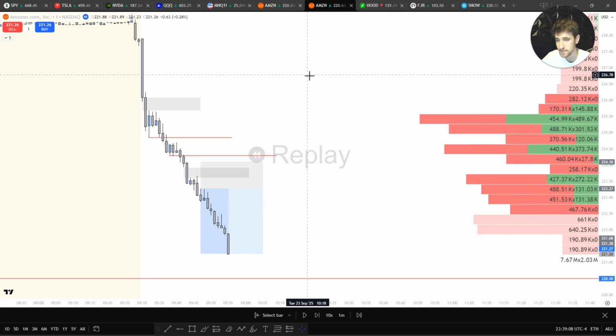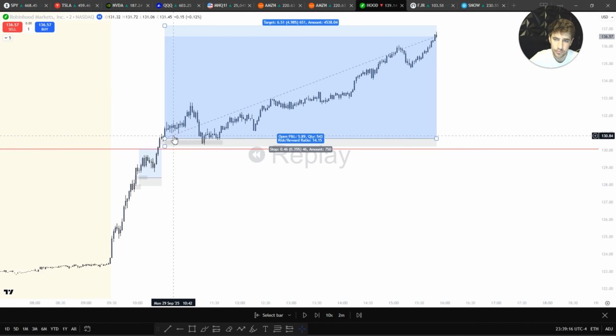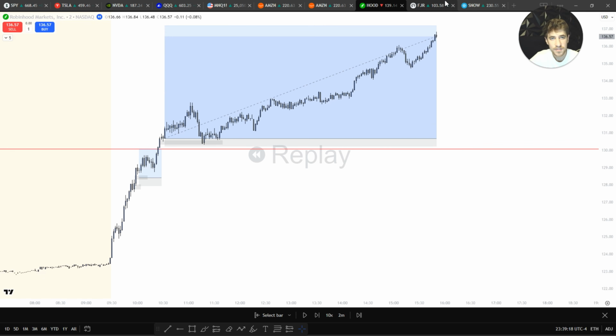Like, it is absolutely amazing. Now let's go ahead and take a look at another one. This was a pretty big trade that I hit on Hood, and this time around we're on the 2 minute time frame. All right, once again, same idea.